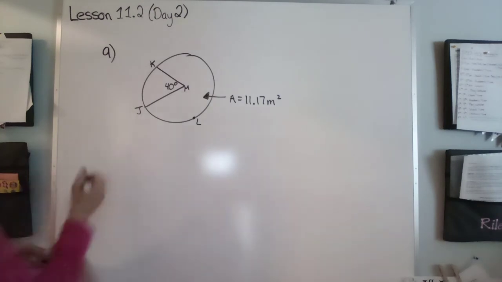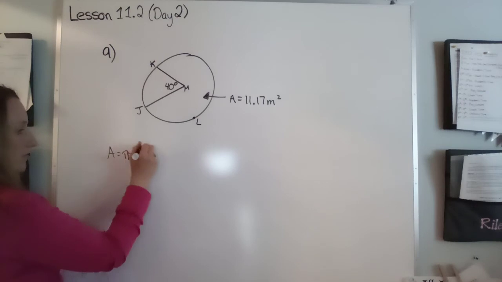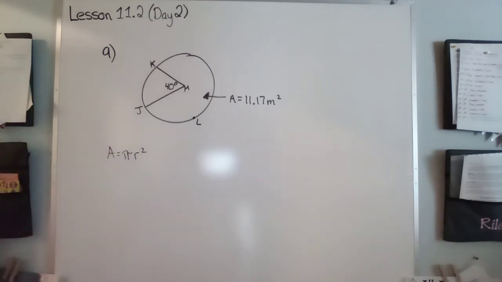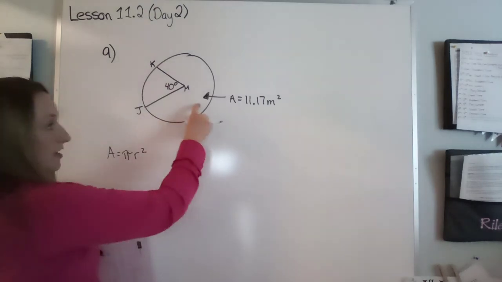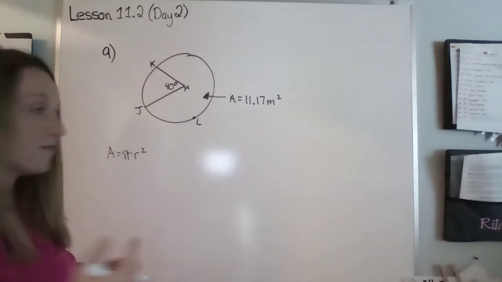Okay, well, you might start by thinking, okay, in order to find the area of the circle, pi r squared, right? That's a formula that I need. But I don't know the radius. So if I don't know the radius, I can't use this formula. So then I have to think, well, what else could I do? I know that this sector area is 11.17. So I'm thinking about that sector area formula.